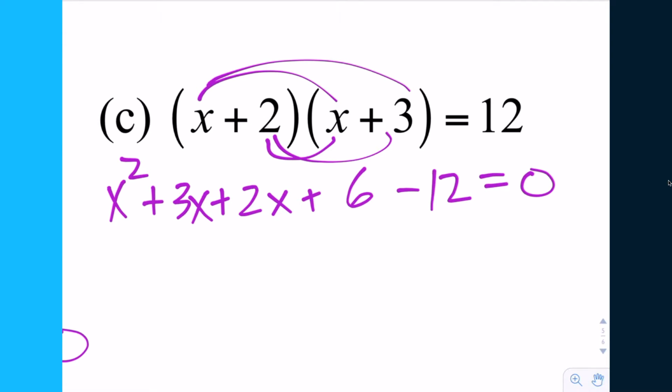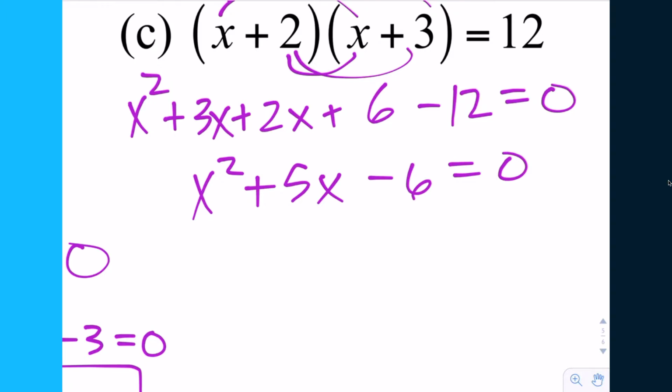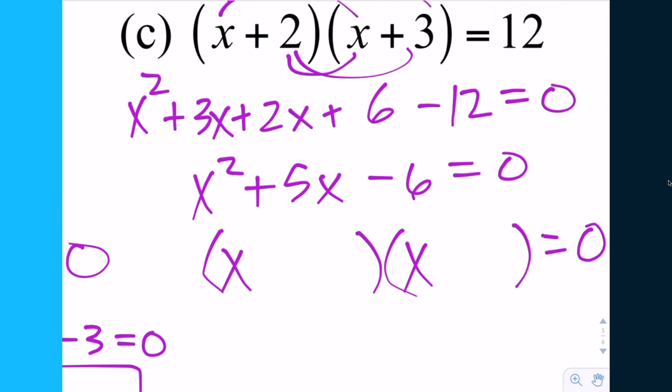And once you do all that, you can combine like terms. You get x squared plus 5x, and then minus 6. Now it's equal to 0, and now that it's equal to 0, you can try to factor it. It's going to be one of those ones, if it works, that has an x and an x, because the leading coefficient is 1. So please, oh please, let there be factors of negative 6 that add up to positive 5.